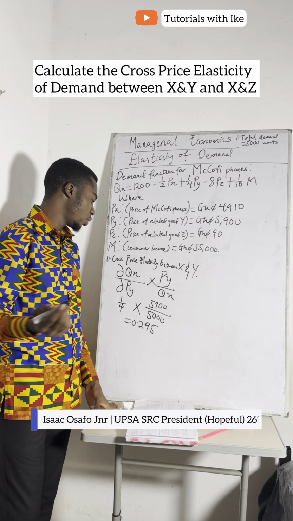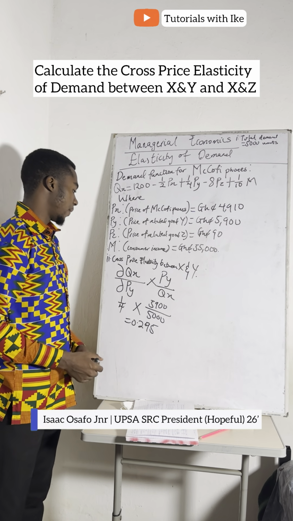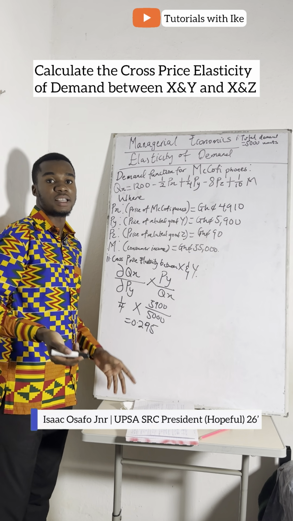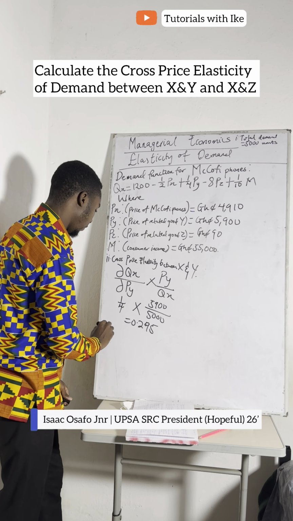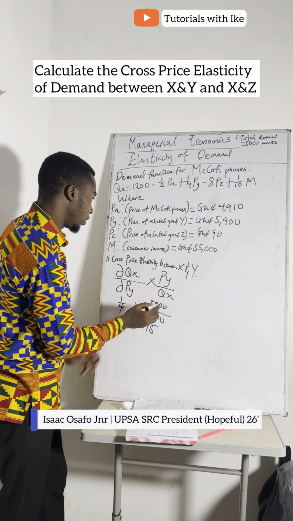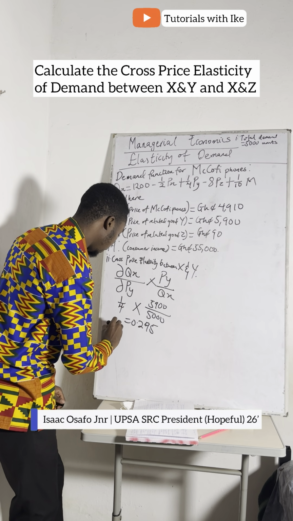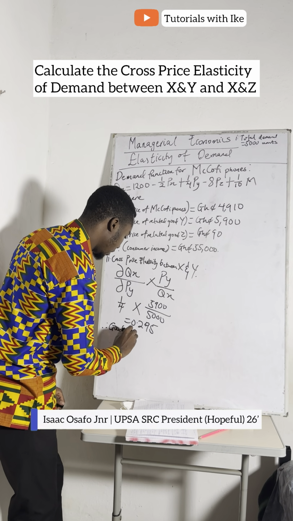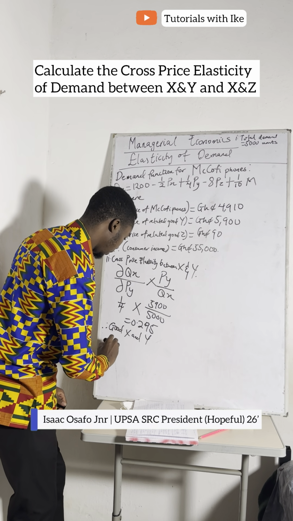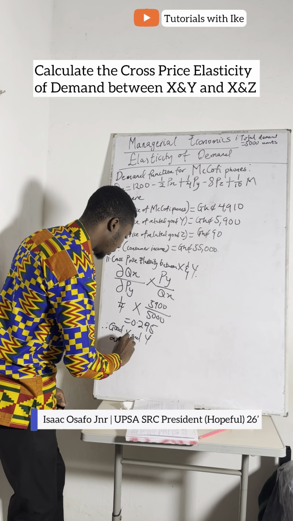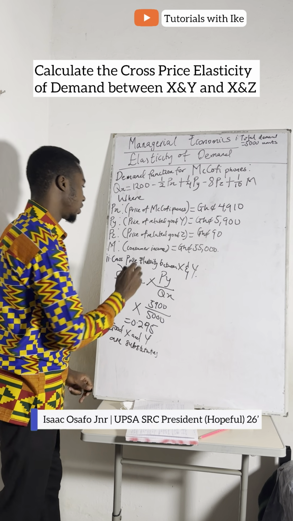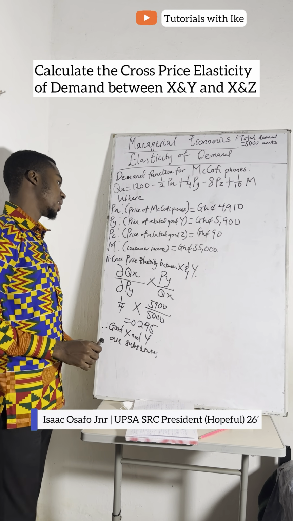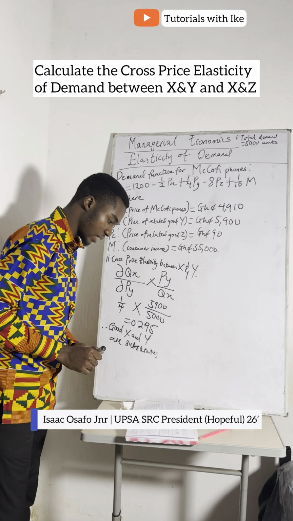Do you get it? So I think you were asked to state the type of good it is. So if you're asked to state the type of good, then you say that it is a substitute. So therefore, goods X and Y are substitutes.